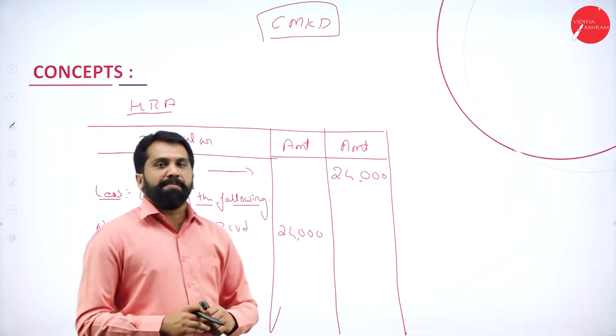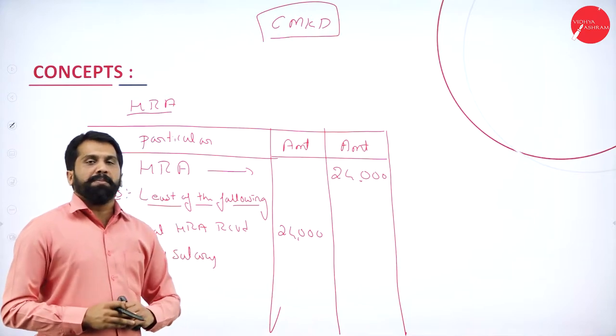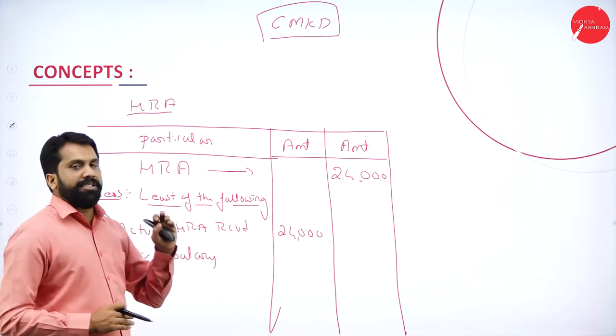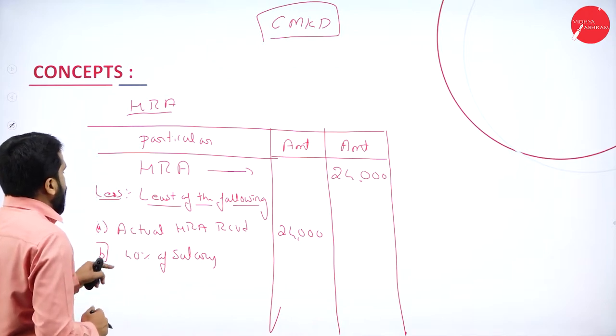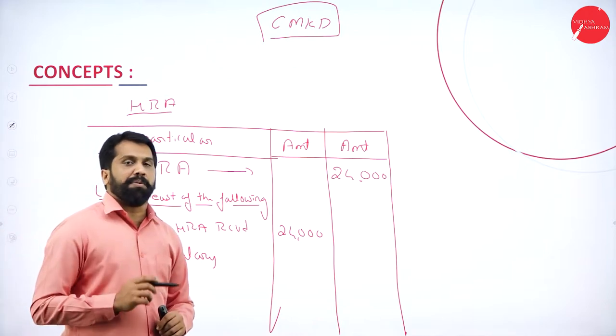Now, don't take it personally. It is just a shortcut to remember: CMKD. Chennai, Mumbai, Kolkata, Delhi. So we are done with that. 40% of salary. This is very important.